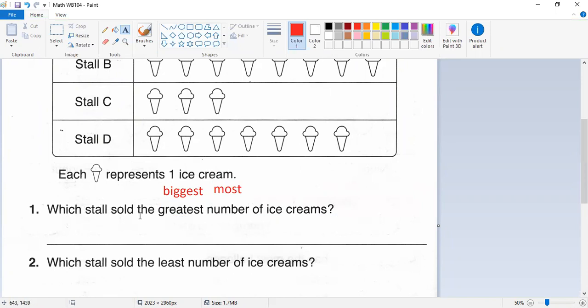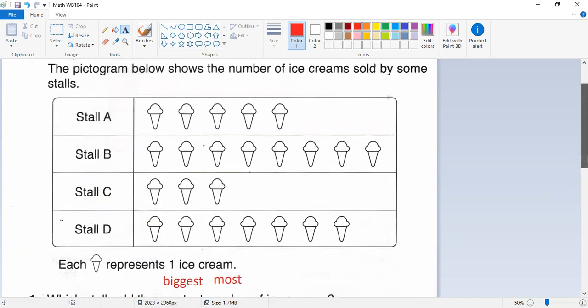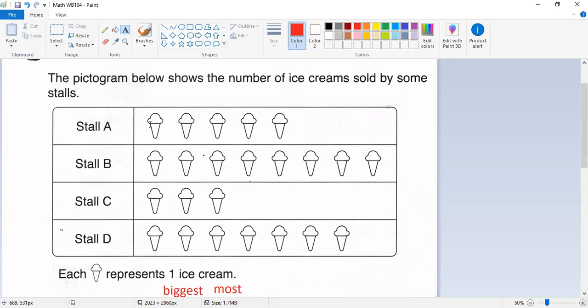Which store sold the most number of ice creams? Which stall sold the greatest number of ice creams? Which number is the biggest number? The biggest, the greatest. All about the biggest number. So let's find out. 5, 8, 3, and 7. Which is the biggest number? Pictogram makes it easy for us.